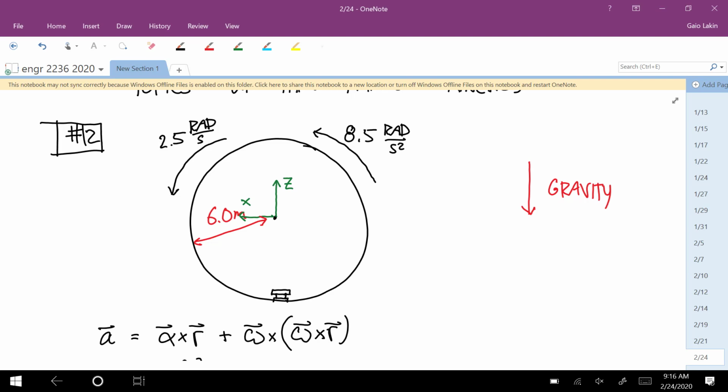Yep. Would there be any friction force if the speed was constant? You're right that there would not need to be any friction force. The acceleration would have no tangential component. All the acceleration would be centripetal.